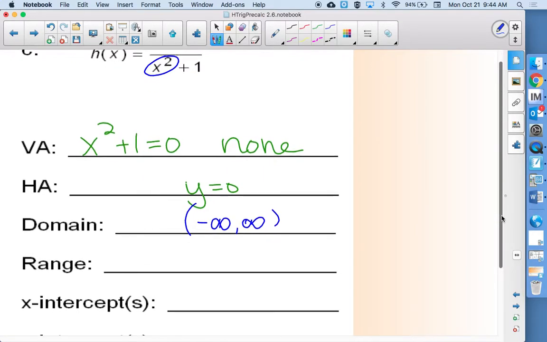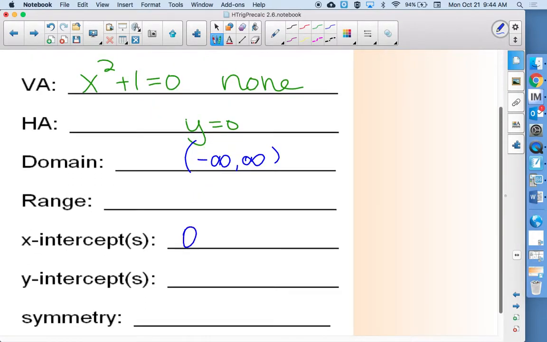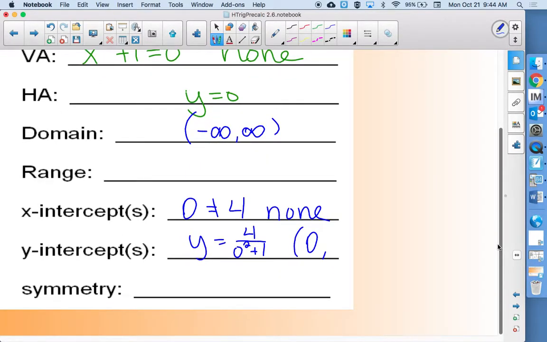We'll have to look at the graph for the range. The x-intercept is when you set the numerator equal to 0. What does it mean if you set 0 equal to 4 for the x-intercept? Terry? There's no x-intercept. There is no intercept because 0 cannot equal 4. So that just means there isn't one. And then the y-intercept, you make your x 0. So my y-intercept would be 4 divided by 1, which is just 4.